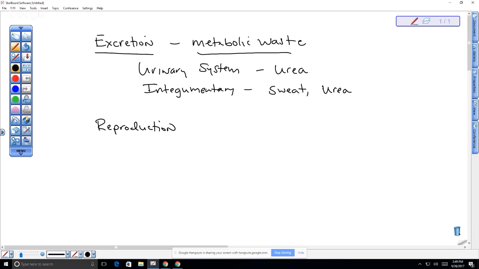Reproduction. So obviously as a species, in order to maintain our populations, we would have to reproduce, right? And reproduction is really interesting to me because if you think about it, almost all of the cells in my body right now will die when I die.